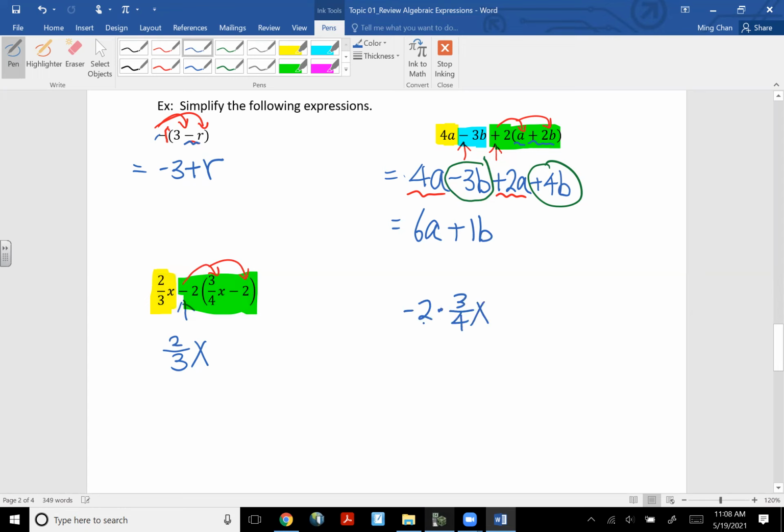So -2 times 3/4x, -2 times 3/4x. So -2 means -2/1. Multiplication of fractions, we will reduce before we multiply. So the top 2 and bottom 4 can be reduced into 1 and 2. So that would be -1 times 3, which is -3, over 1 times 2 is 2. So that'll be -3/2x. -2 times -2, positive 4.